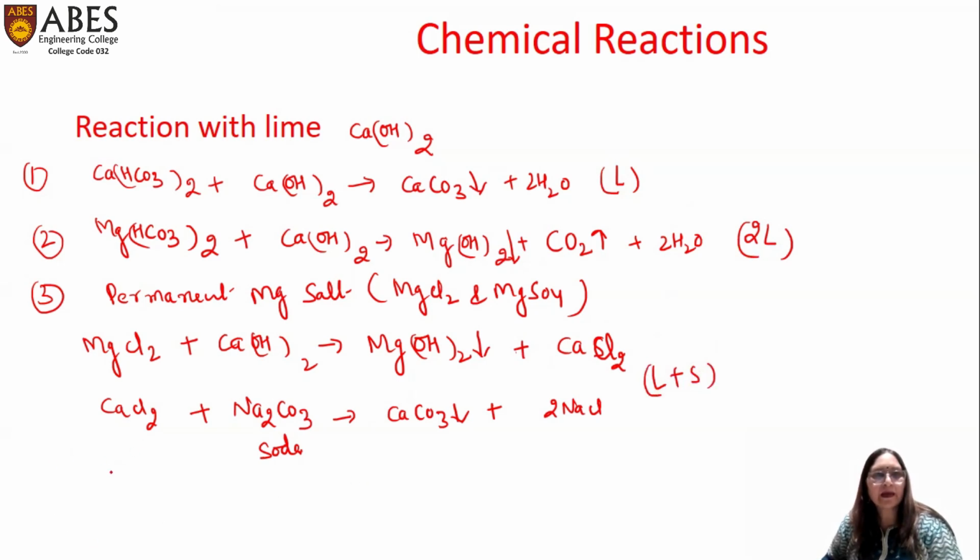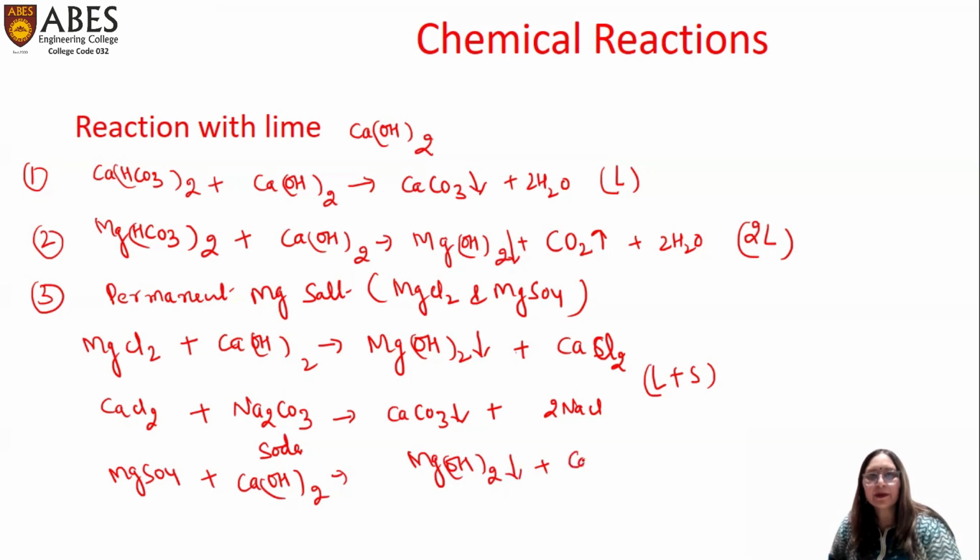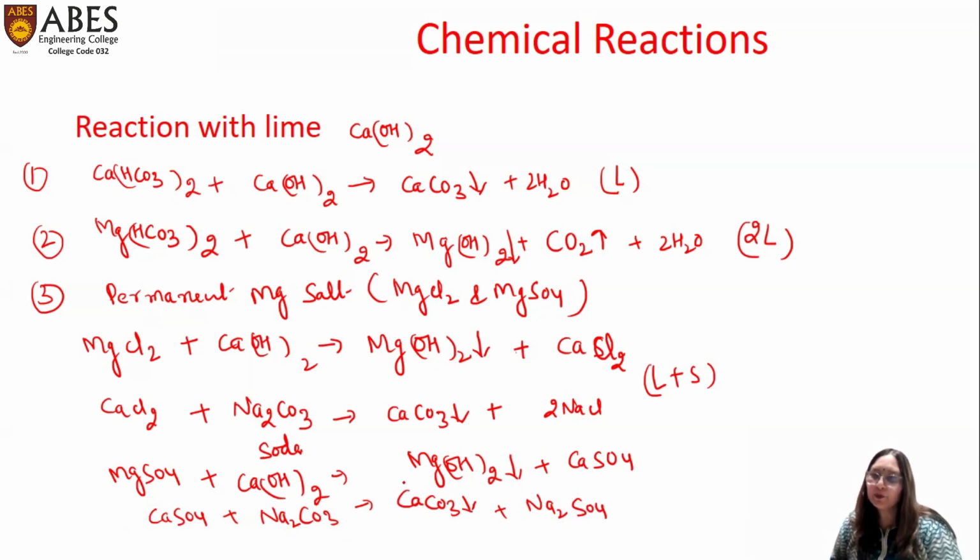Similarly, magnesium sulfate is removed by lime, magnesium hydroxide precipitate, as I told you before, magnesium salt will precipitate out in the form of magnesium hydroxide and generate the permanent calcium hardness. Permanent calcium hardness is only removed by soda. Calcium sulfate reacts with soda, Na2CO3, calcium carbonate insoluble precipitate, and removal of Na2SO4. That is, permanent magnesium salt is removed by both lime and soda.